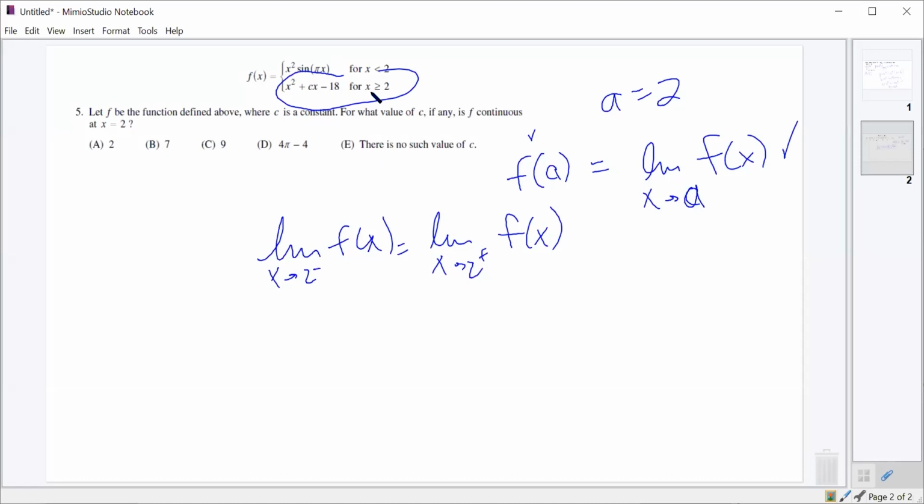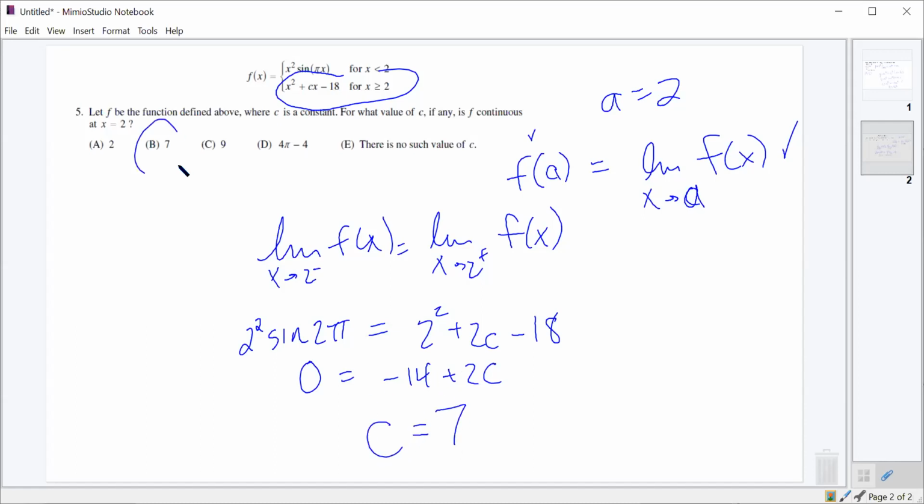Because that limit should come straight from this. So as x approaches 2 from the left, we're looking at x squared sine pi x, or 2 squared sine 2 pi. And as we approach 2 from the right, it should be 2 squared plus 2c minus 18. And we're then looking at sine of 2 pi, which is 0. And we have 4 minus the 18 is negative 14 plus 2c. And it looks like if we solve that, we get c equals 7. So c equals 7 is the singular value of c that will make that true.